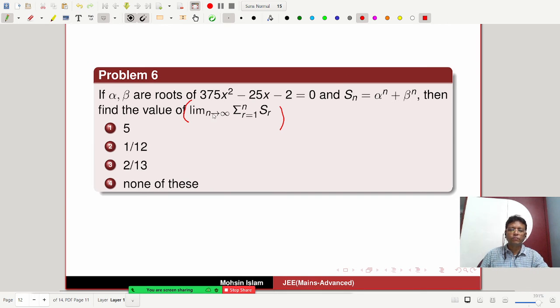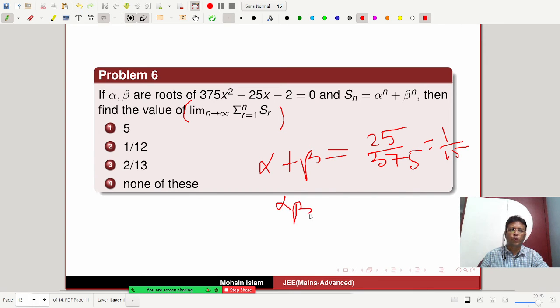So let us find the sum of the roots. What is your sum of the roots? Alpha plus beta is 25 over 375, that's going to be 1 by 15, right? 1 by 15. And what is your product? Product will be minus 2 by 375. Okay, that is your product of the roots.